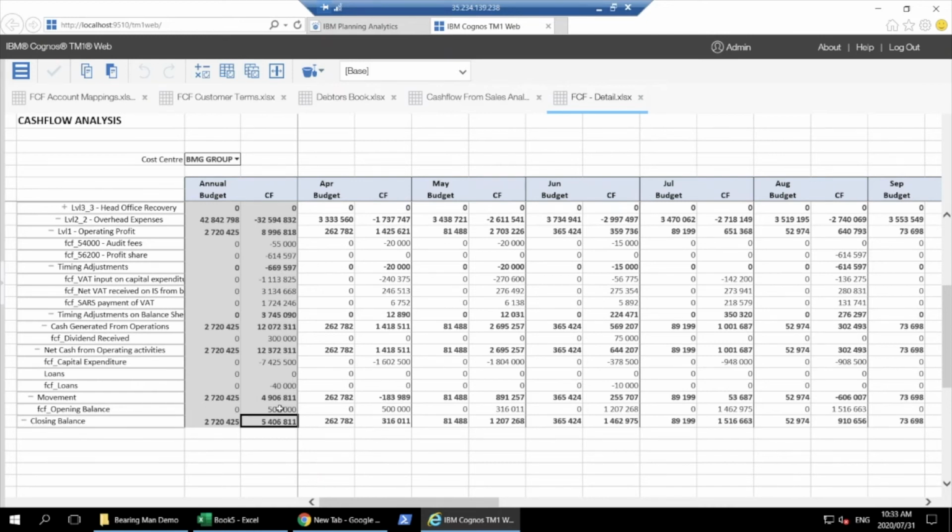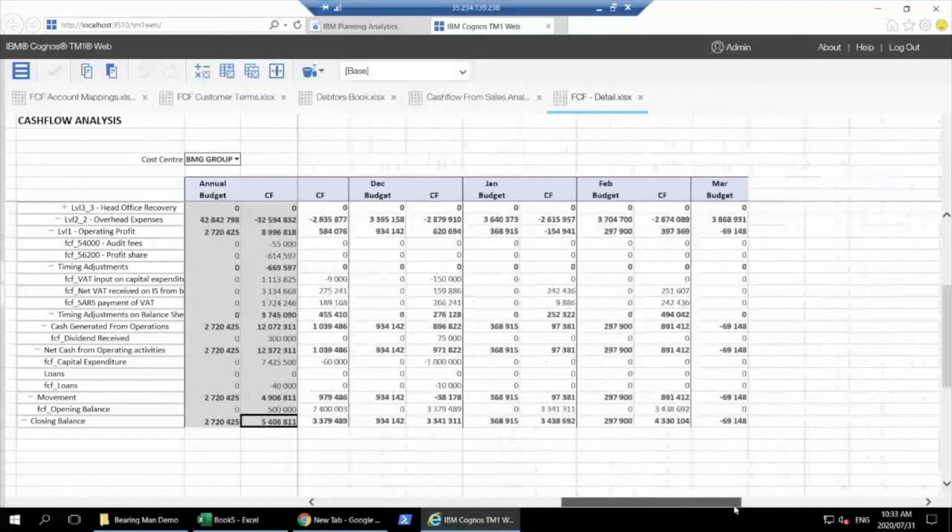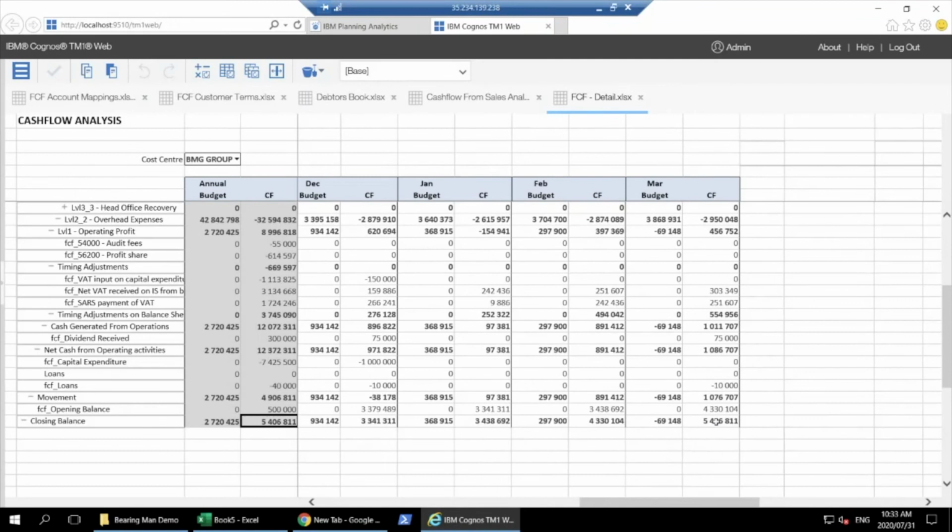But you can see your closing balance over here is 5.4 million, and if we scroll to the right, we can see that 5.4 million over here. Okay, so those are all parameters. So let's now go and play with some of those parameters and see how the cash flow can move.